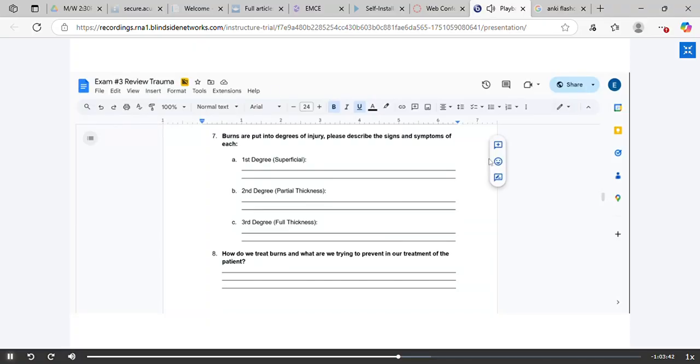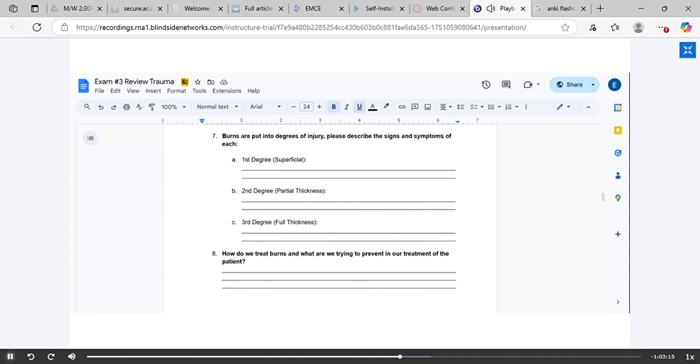A first degree burn is the most superficial, and it only involves the epidermis, which is the outer layer or the top layer of the skin, right? What we'll see is that the skin is going to turn red and it's painful, but there are no blisters because it's only on the outermost surface of the skin.